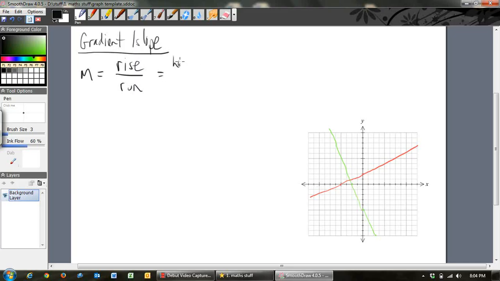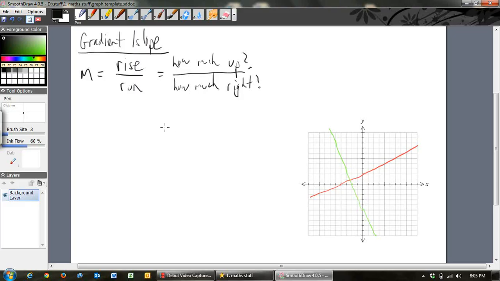And what that means is how much does it go up? How much does it go up divided by how much it goes to the right. Okay, so that's what we mean by rise over the run. And this sort of makes sense that the gradient will be steeper if it goes up more. In other words, if it rises more, it's going to get a higher gradient. So this works out quite nicely.